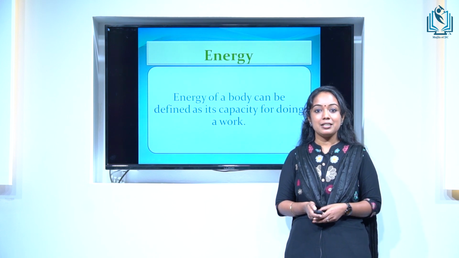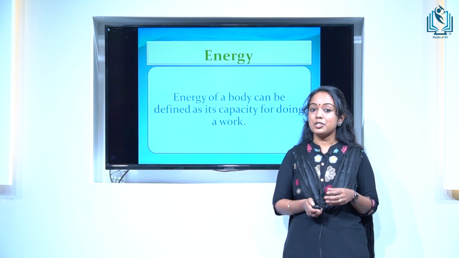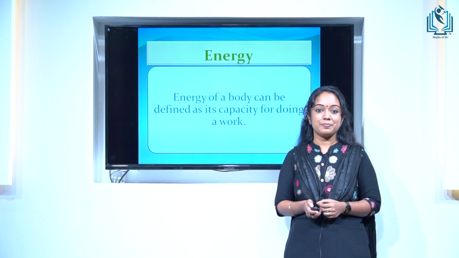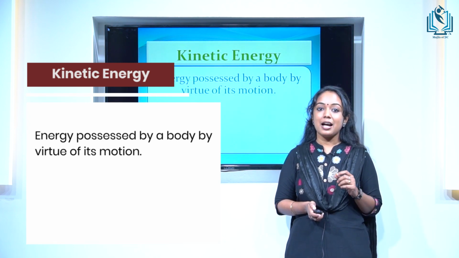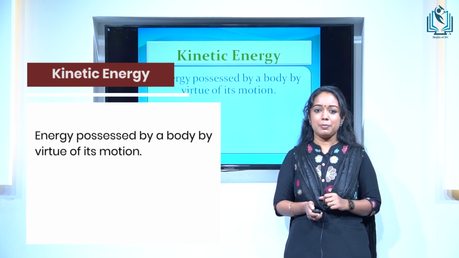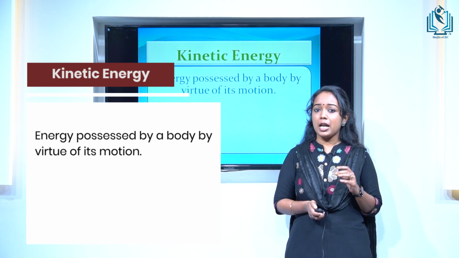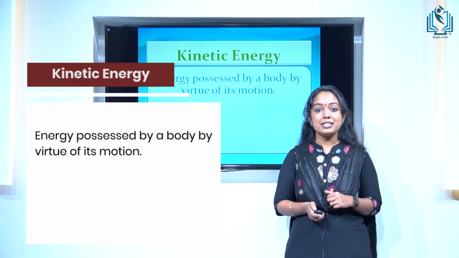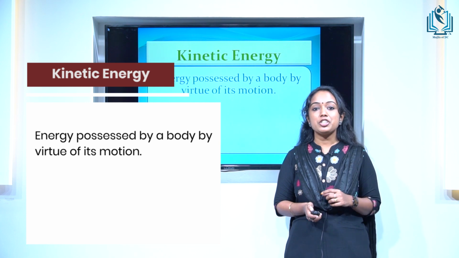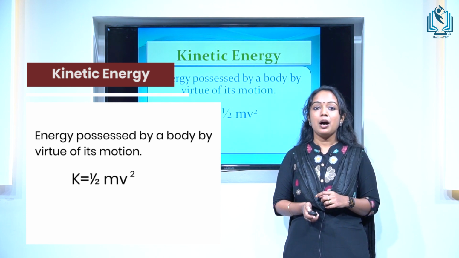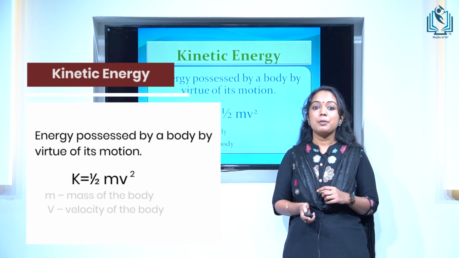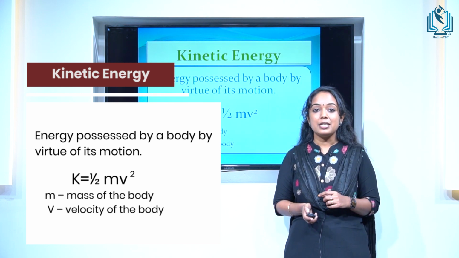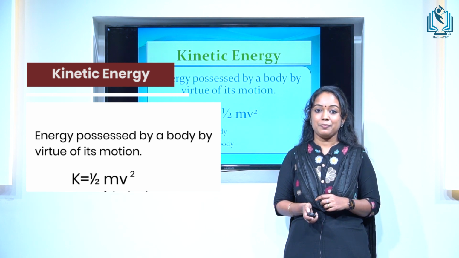For a particle, there are two states, that is state of rest and state of motion. The energy possessed by a body by virtue of its motion is known as kinetic energy. For example, a car that is moving along a road possesses kinetic energy. Its expression is K equal to half mv square. Here m is the mass of the body and v is the velocity of the body.